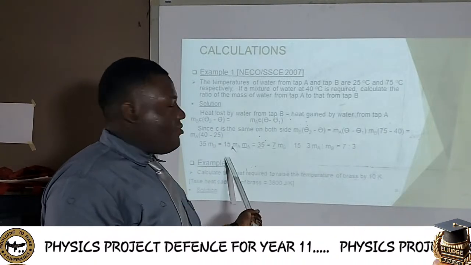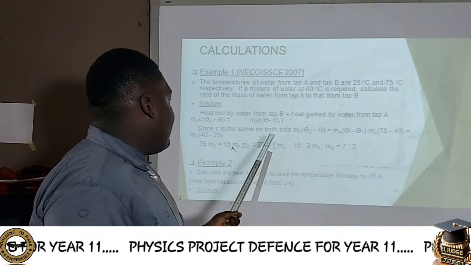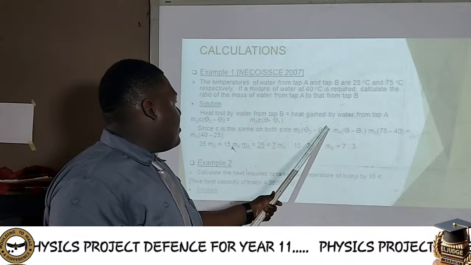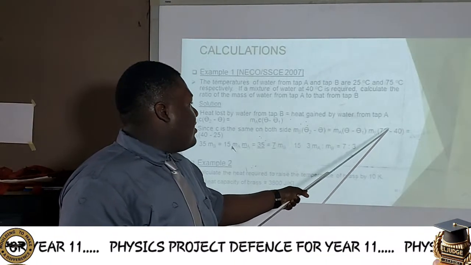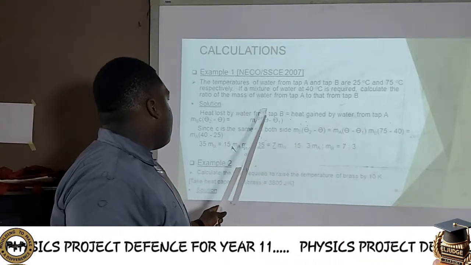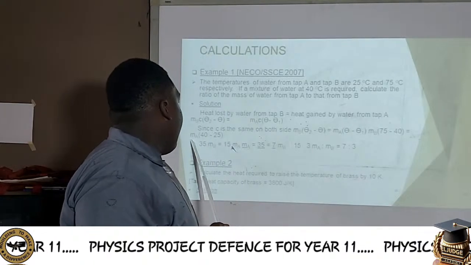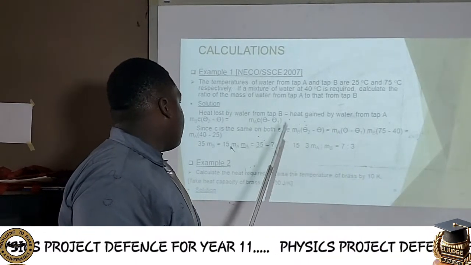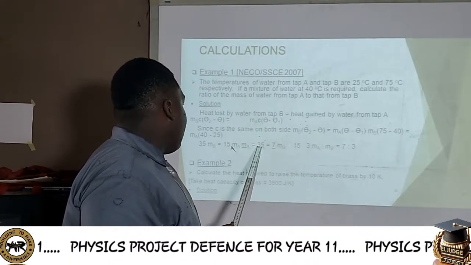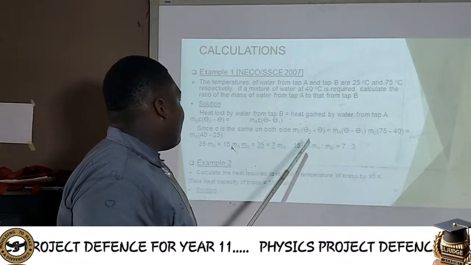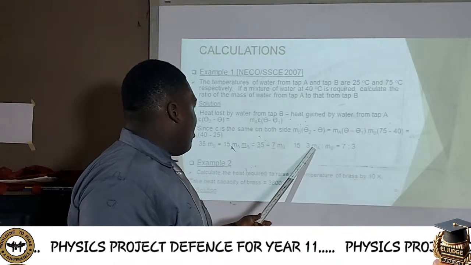Let's see how you got it. Don't skip that. Since C is the same on both sides, MB bracket theta 2 minus theta equals MA bracket theta minus theta 1. MB bracket 75 minus 40, then MA will be 40 minus 25. So 35 MB equals 15 MA, so 35 over 15 equals 7 over 3, giving the ratio.